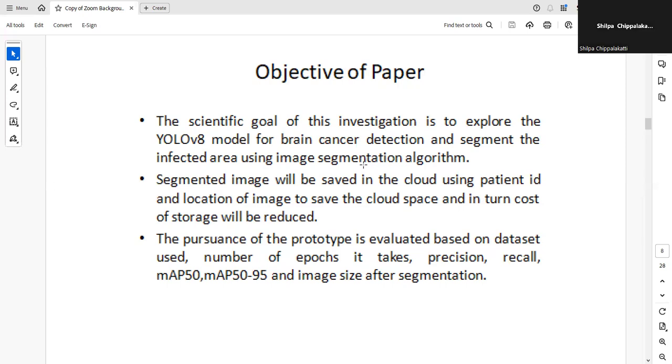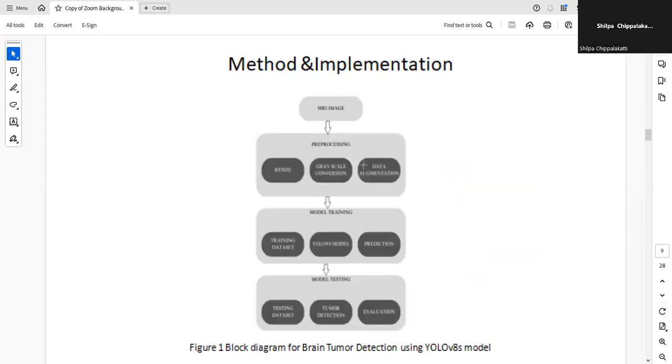The performance of the model is evaluated based on the dataset used, number of epochs it takes, precision, recall, mAP50 and mAP50-95, and the image size after segmentation. Let's discuss the methods and implementation, how we have done it.